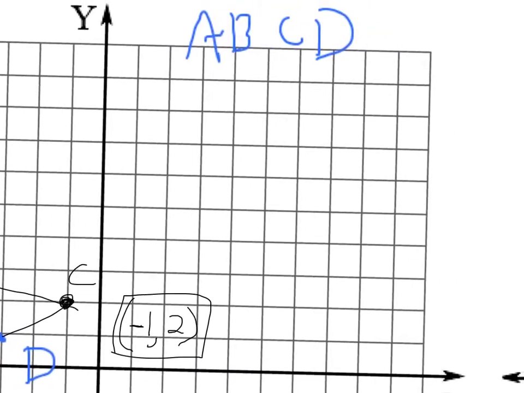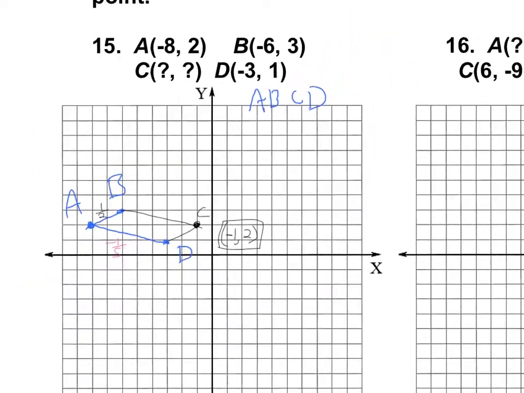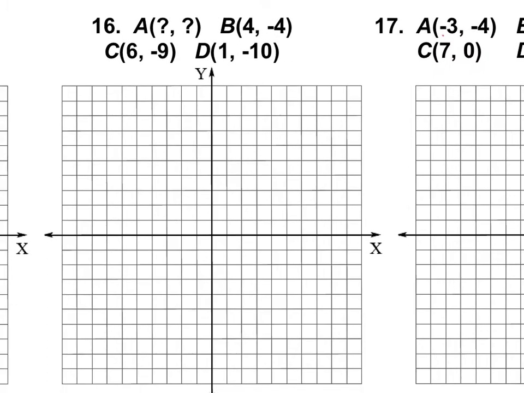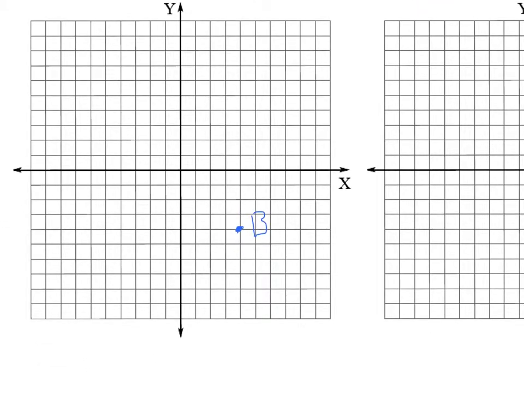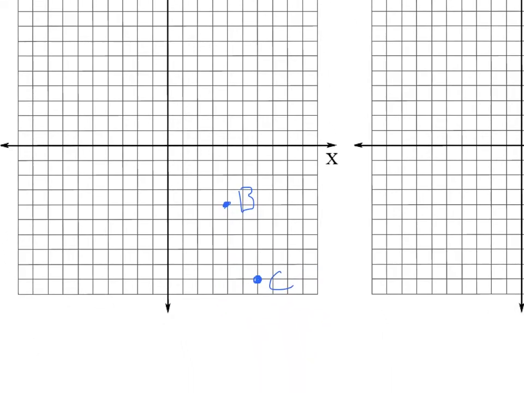All right, let's do another one like that. So look at 16. Okay, this time A is the missing one. That's all right. We don't care which one's missing as long as we can graph these. So B is at 4, -4. Make sure you count carefully. Remember, when you're graphing, it's the left or right that happens first, then the up or down. Okay, C is at 6, -9. So C is down here. D is at 1, -10.